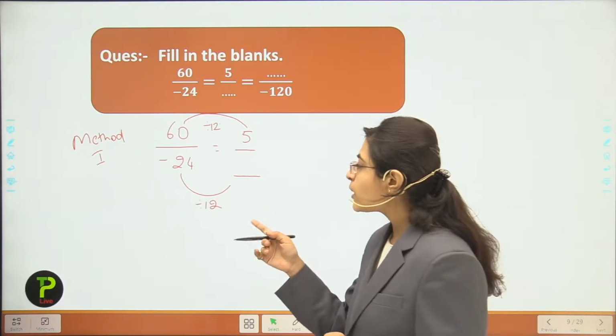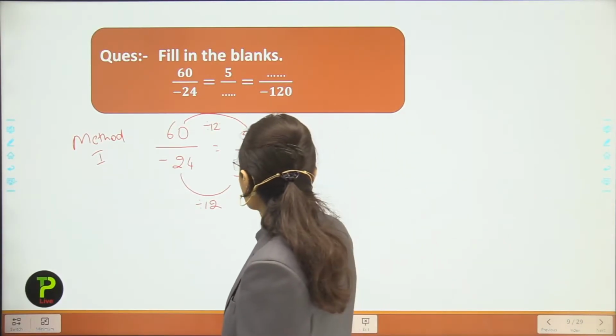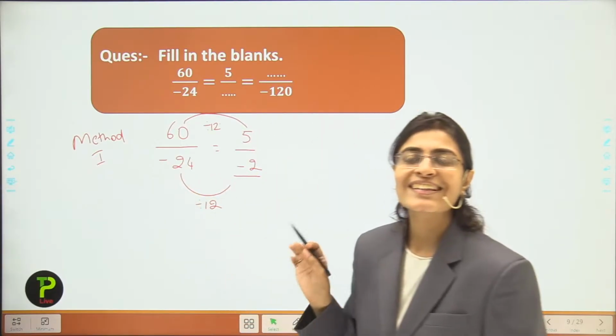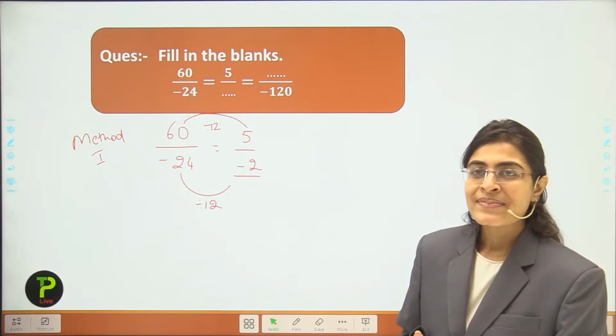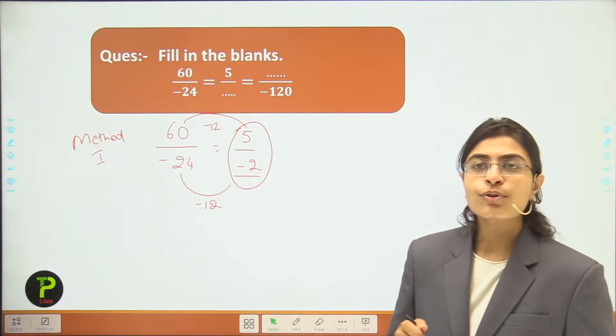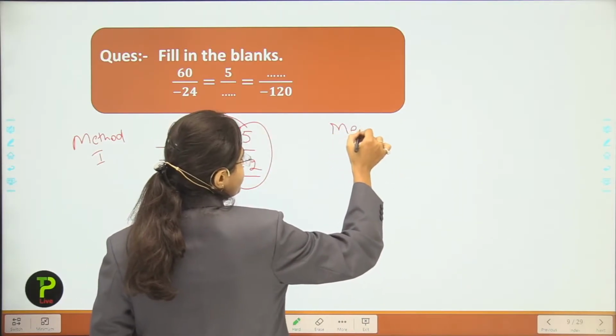So here 24 divided by 12 will give me 2, and the plus minus will be minus. So here the answer is minus 2. Alright, I hope this method is clear to you. We'll go for method 2 now.